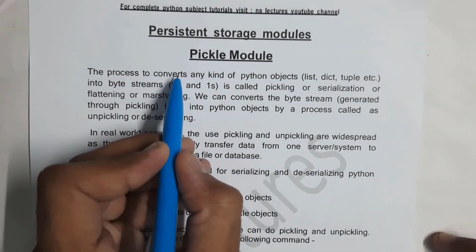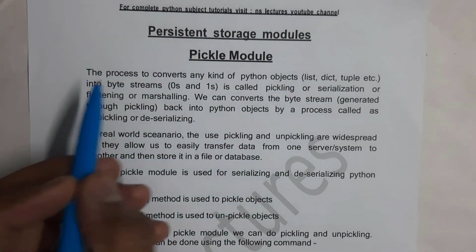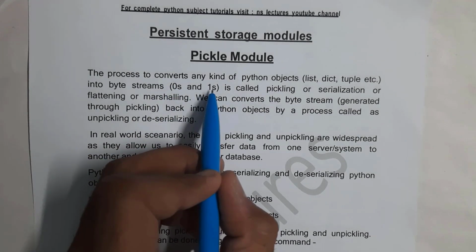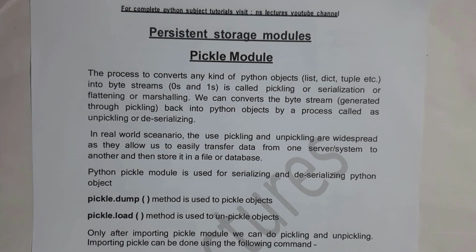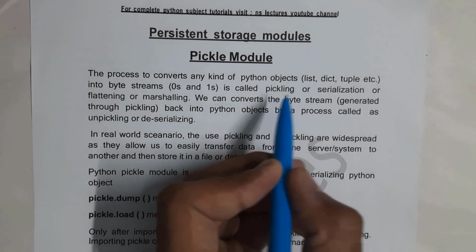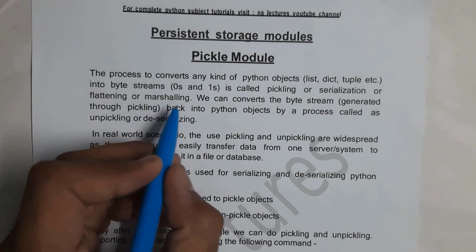The process of converting any kind of objects like dictionaries, tuples, a list, so on in byte streams, that is in the form of zeros and ones, is called pickling. Pickling is nothing but the process of converting Python objects like list, tuple, set, dictionaries into binary format, and we can also call this pickling as serialization, or flattening, or marshalling.